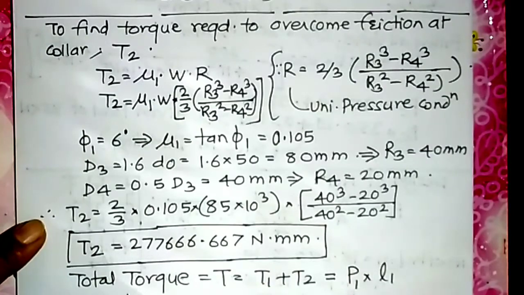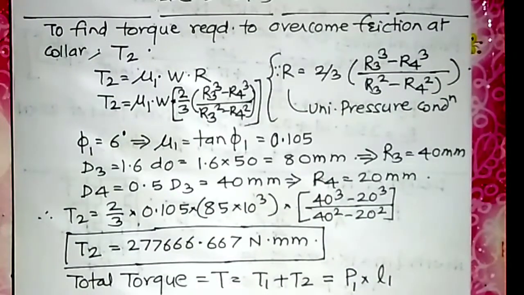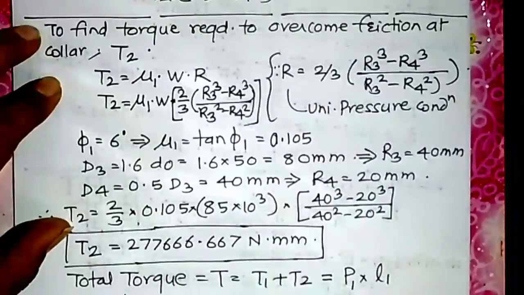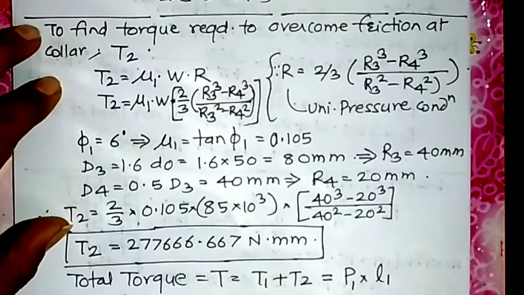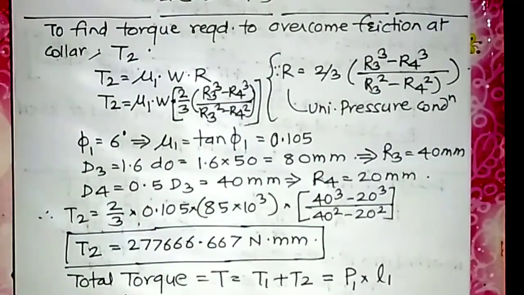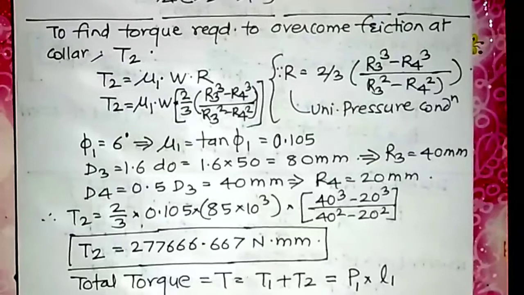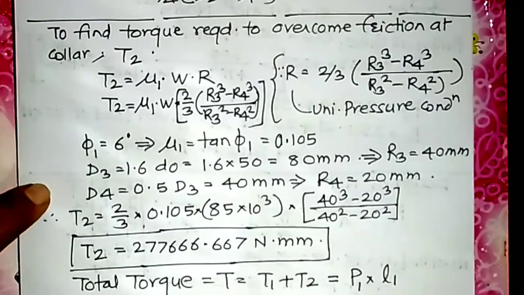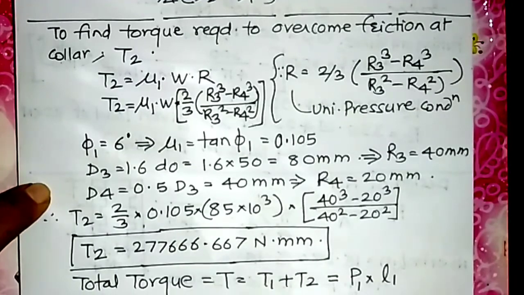So total torque is torque required to overcome friction at screw, that is T1, plus torque required to overcome friction at collar, that is T2. T1 plus T2 is T, and this torque is equal to the torque we need to get by effort at handle at a length of L1. So P1 into L1 is equal to total torque.